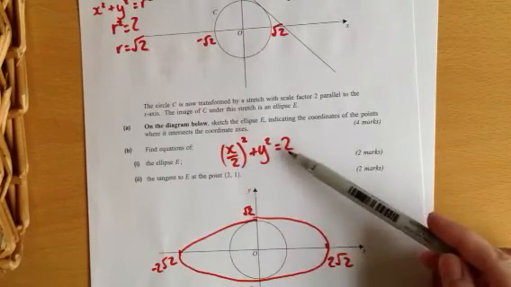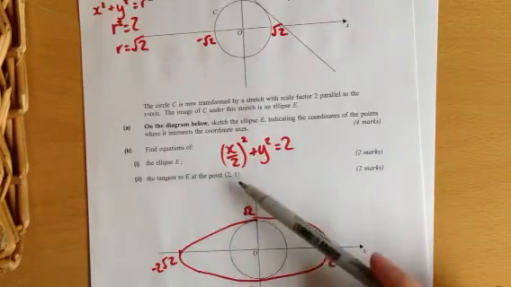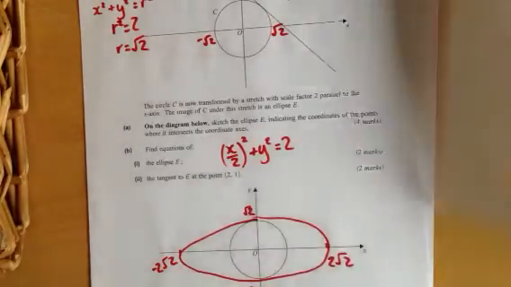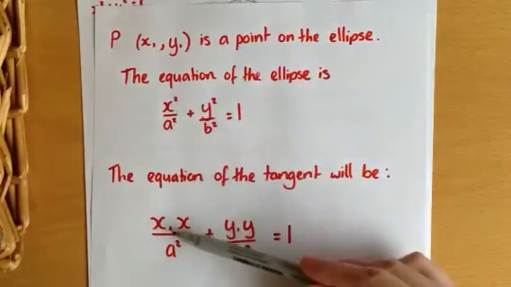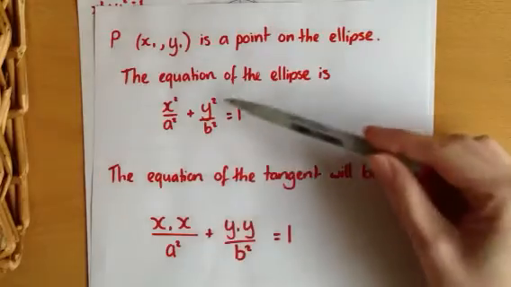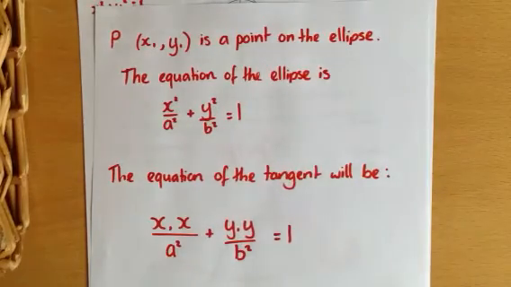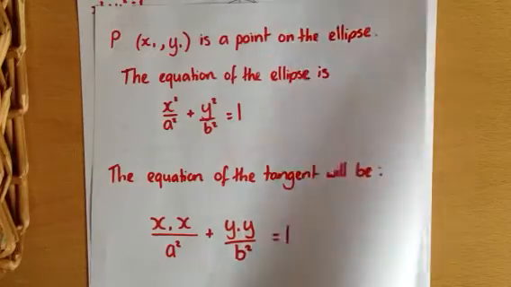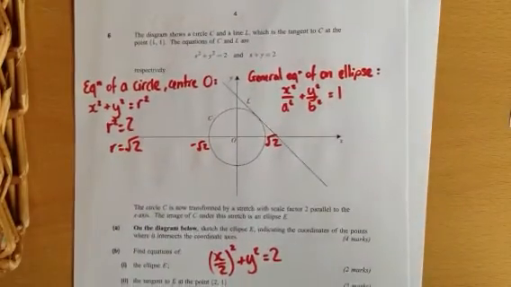That would do as an answer. You could also have multiplied out the bracket. Both are acceptable. Tangent, you needed to use this rule, which is just replacing the x squared with x1, which is your coordinate, then x, and replacing the y squared with your y coordinate and y, and then simplifying again as required. So that's question 6 on the January 2011 paper of Further Pure 1.